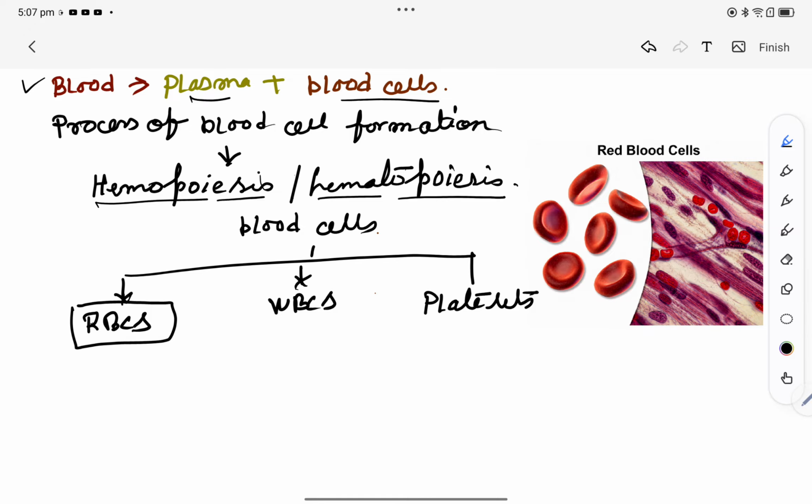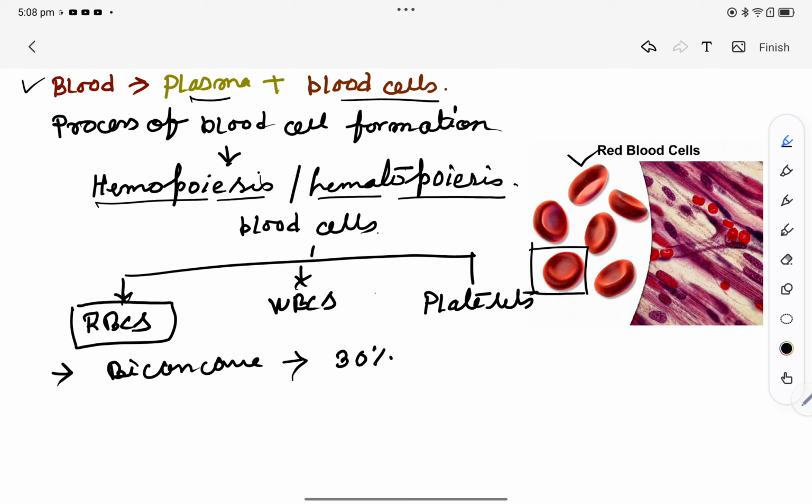Now this is a diagram of RBCs. First thing first, they are biconcave in shape. Due to this shape, their surface area increases by 30%. It looks like a donut but without a hole.